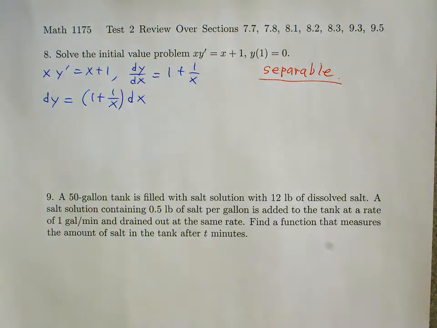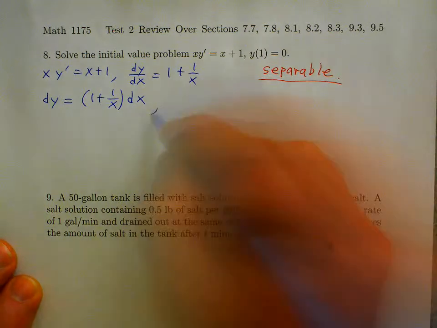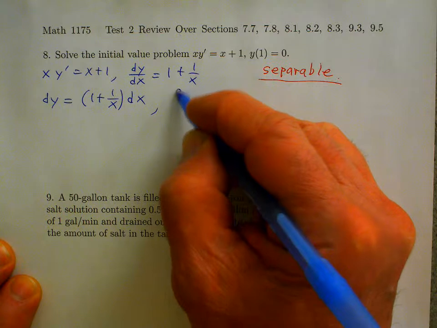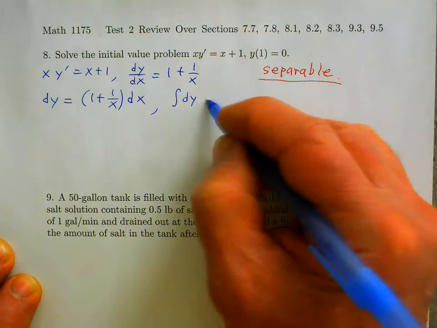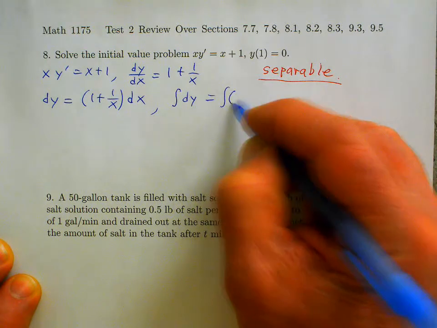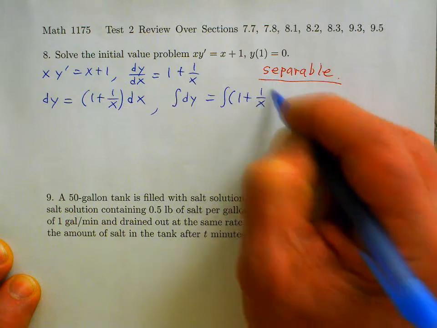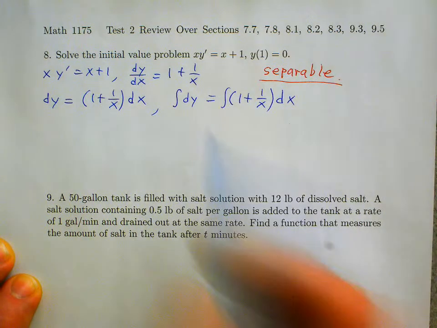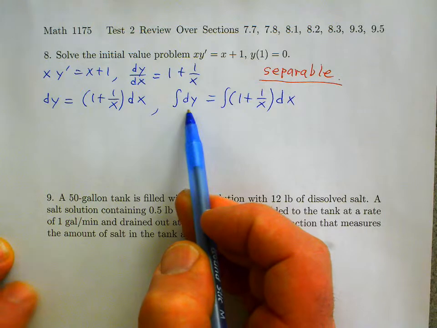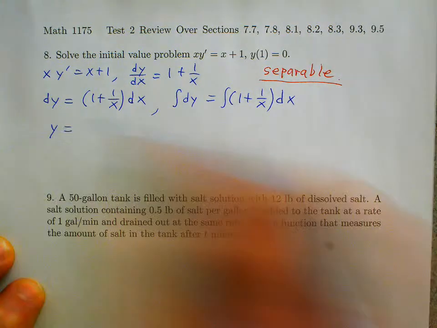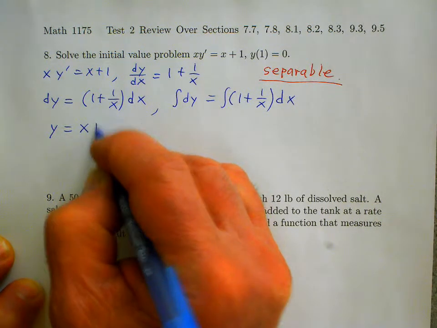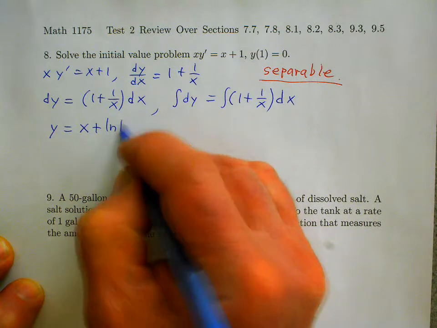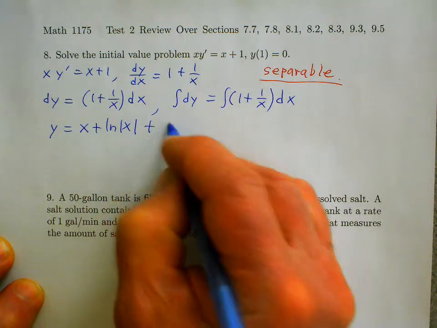And then what do we do? Now that it's separated, then we integrate both sides. So the integral of dy, that's like 1 dy, equals the integral of 1 plus 1 over x dx. And an antiderivative of 1 with respect to y is y. And then we integrate the right-hand side with respect to x, and we get x plus the natural log of the absolute value of x plus a constant.